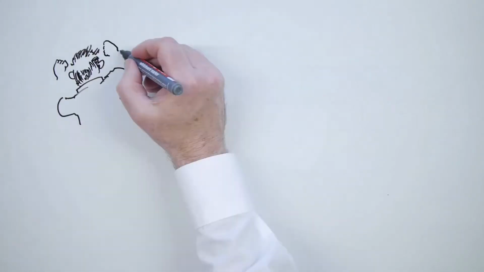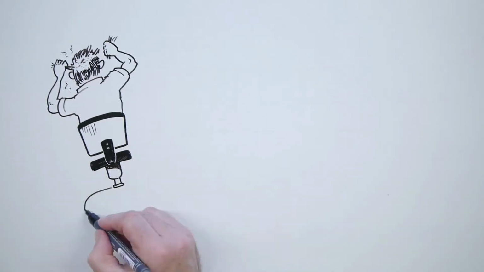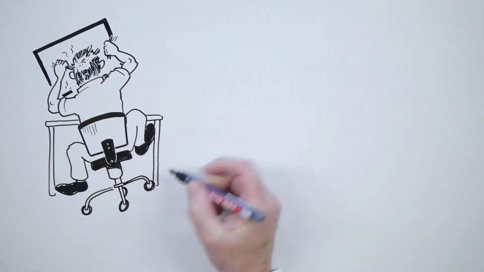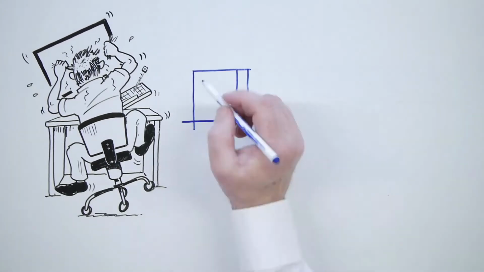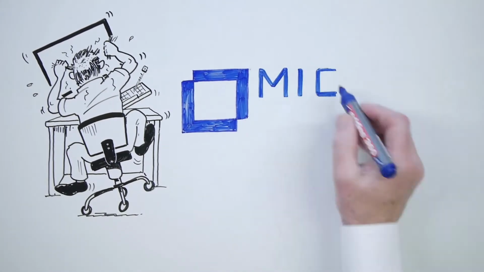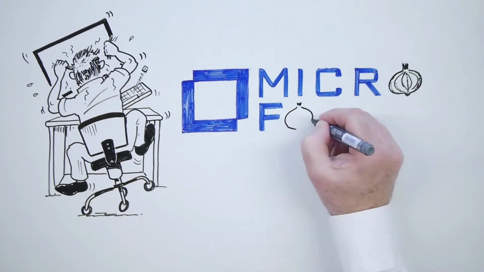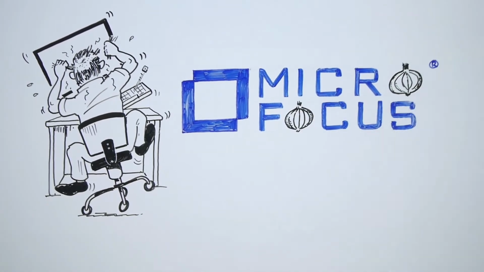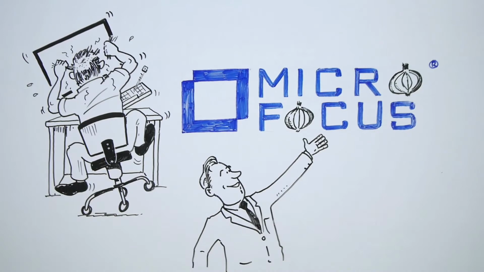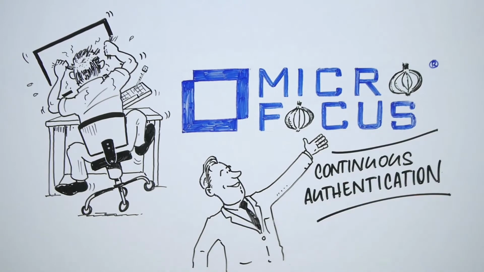But making a user enter a password every time they want access to a different layer would do more harm to productivity than any hacker or malware. That's why I use Micro Focus. They know their onions, because they know how to make continuous authentication viable for my business.